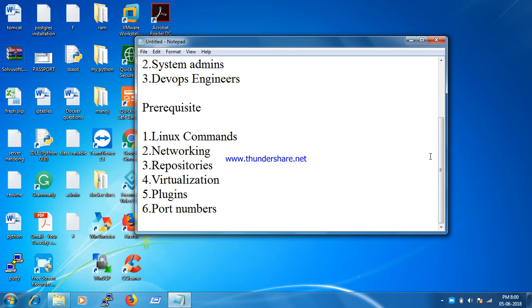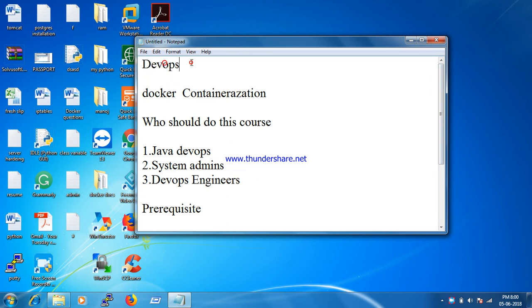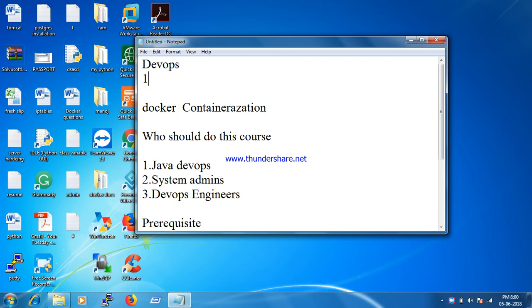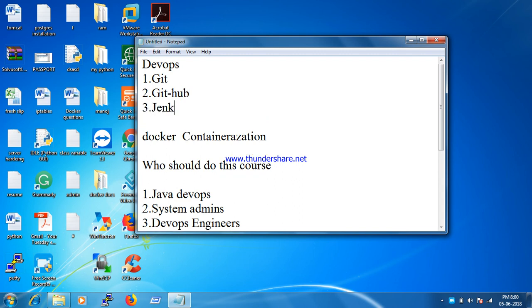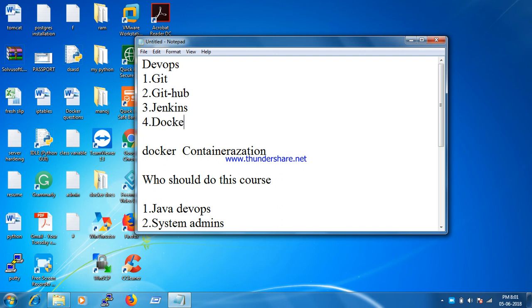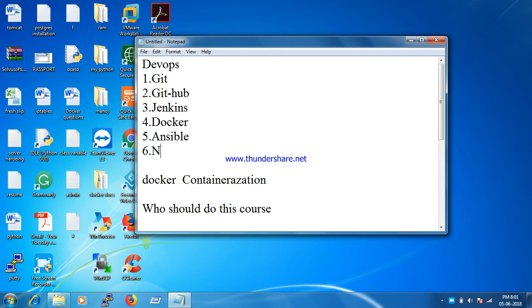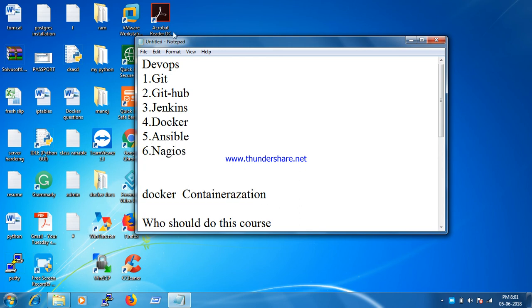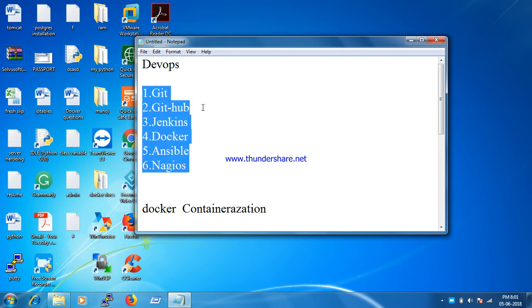In the next session we are going to see what is DevOps and the introduction to DevOps, and these would be the subtopics of our DevOps. First topic we are going to see in DevOps would be Git. Second topic is GitHub. Third topic would be Jenkins. Fourth topic is Docker. Fifth topic is Ansible. Sixth topic is Nagios. Okay guys, so these are some of the tools in DevOps which are very famous in the market. These are the subtopics in DevOps we are going to see.